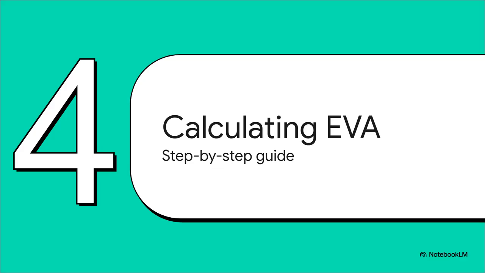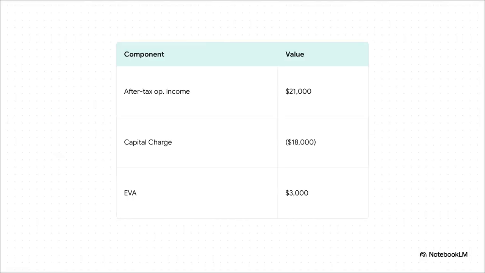Part 4. Calculating EVA step by step. Let's put some numbers to this. Let's say a firm invests $200,000 into a brand new operating segment. Their weighted average cost of capital is 9%. First things first, we calculate that hurdle. $200,000 multiplied by 9% gives us a capital charge of $18,000. Okay, now let's say the segment goes out and generates a current year after-tax operating income of $21,000. Subtracting the $18,000 capital hurdle from our $21,000 income leaves us with an economic value added of $3,000.